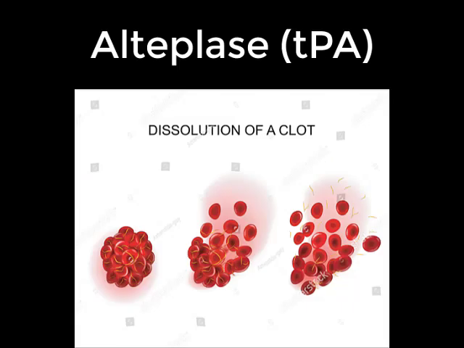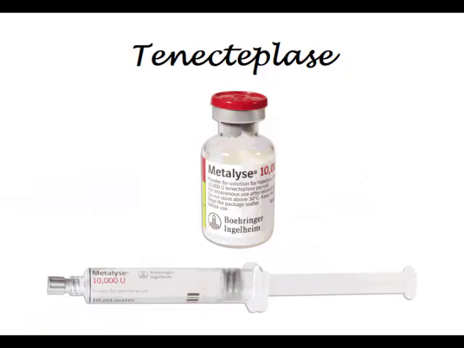Alteplase, human tissue plasminogen activator or tPA, is a genetically engineered drug that is given over 90 minutes: a bolus dose of 15 mg, followed by 0.75 mg per kg body weight, but not exceeding 50 mg over 30 minutes, and then 0.5 mg per kg body weight, but not exceeding 35 mg over 60 minutes. Its use is associated with better survival rates than streptokinase, but carries a slightly higher risk of intracerebral bleeding.